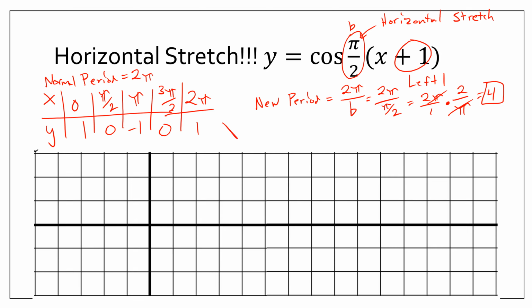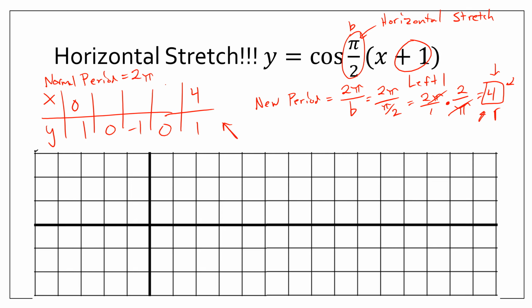So let's look at our parent function. All of these y values, these are vertical values. They're not changing at all. What does need to change is the x values. They're going to be stretching so that the new period is 4. So here's the deal. I'm still going to start at 0. But now instead of taking 2 pi to finish a period, it's going to take 4 to finish a period. So this 2 pi needs to be 4. And of course, that's going to make all of these change as well.